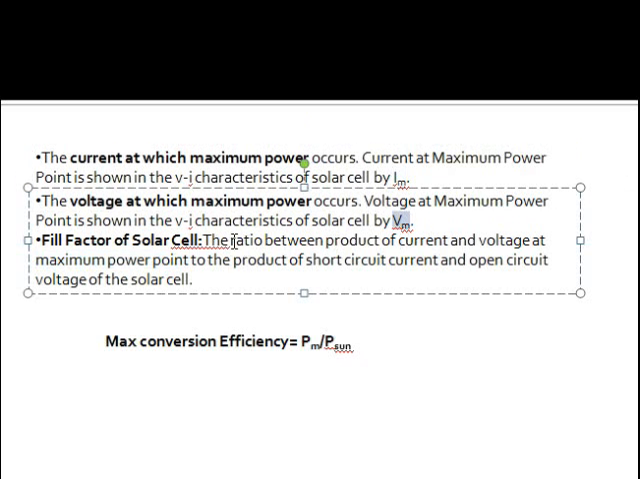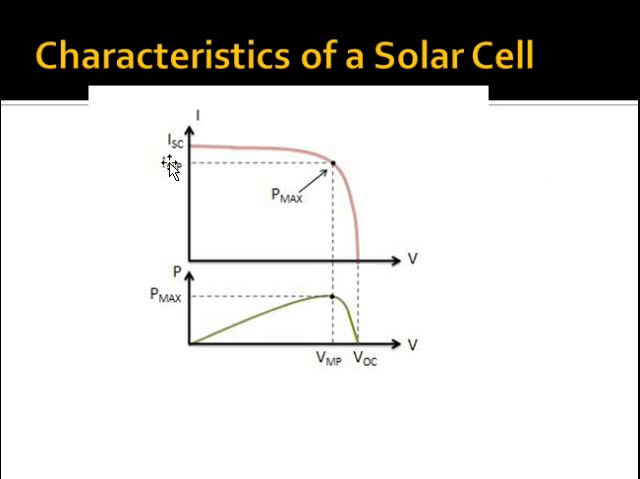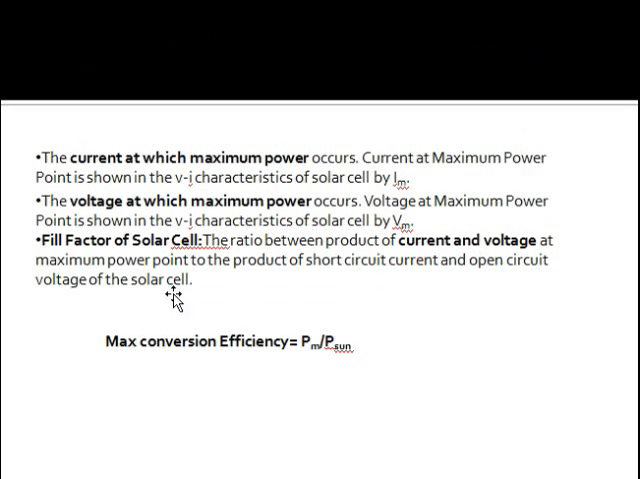It is the ratio of the product of these two, voltage and current, at the maximum power point, to the product of short circuit current and open circuit voltage of the solar cell. This is nothing but the fill factor: we take the product of this point and this point, divided by the product of this point and this point. So this is about solar cell characteristics.